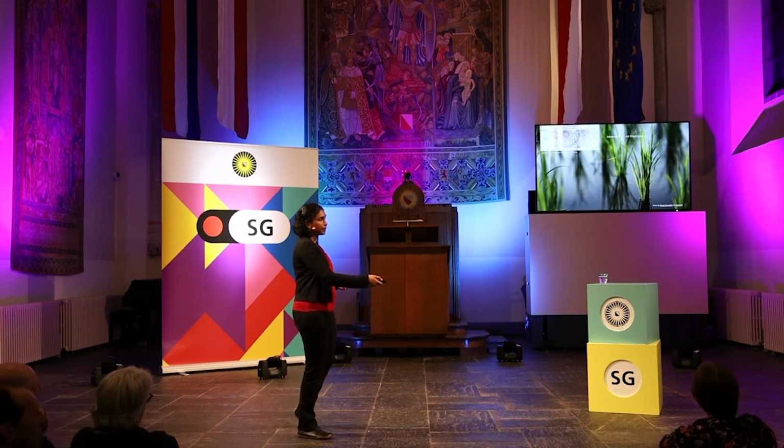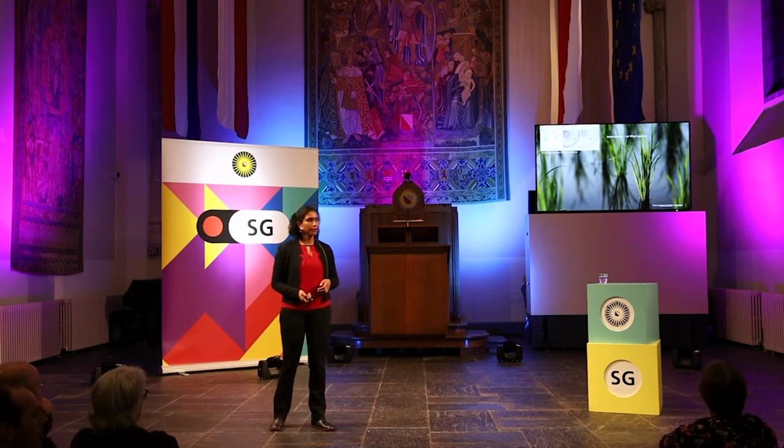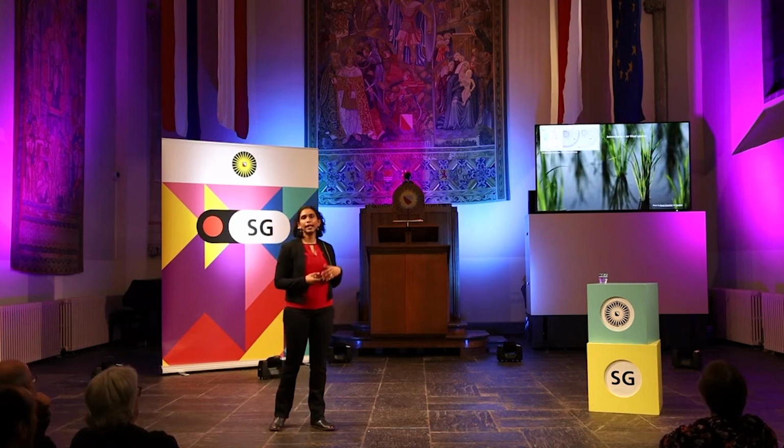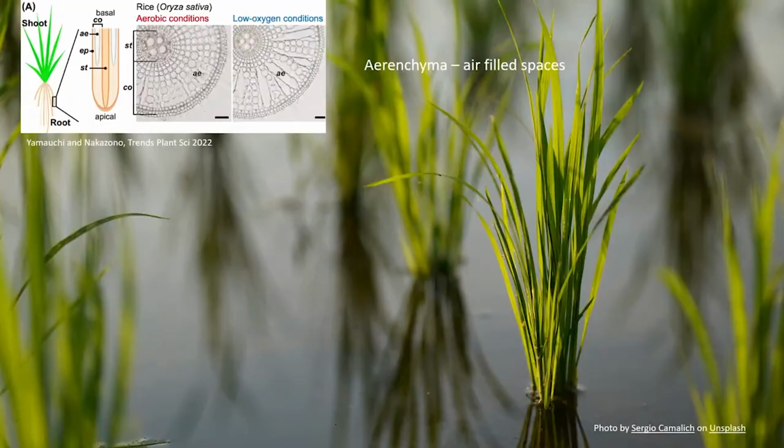Another adaptation which is found in rice is what we call aerenchyma. So what you see in this image are slices of a rice root, and what you see are large air spaces. So what the plant does is it literally kills its own cells in order to produce these large air spaces which allow the plant to aerate itself.